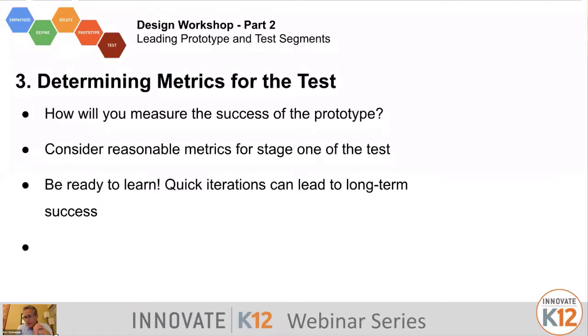But we've got to come up with metrics, and that's where you get to the fifth and final step of the process, determining metrics for the test. What does success look like for this prototype?